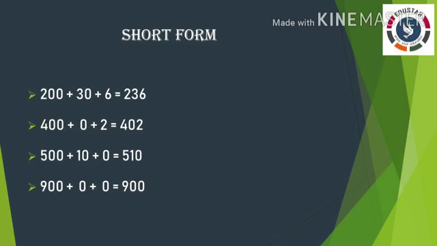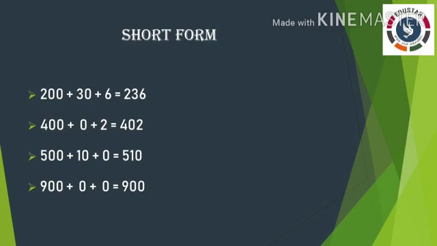Shall we move on to the last sum? What is your question here? 900 plus 0 plus 0, isn't it? Here in tens place and ones place, zeros are there. So what will we do now? We have to bring the 0 into your answer column. So what is your answer?